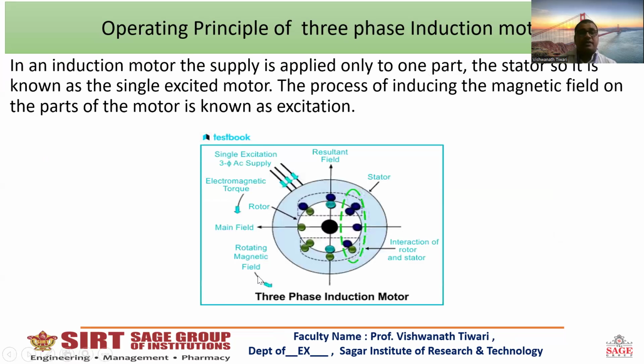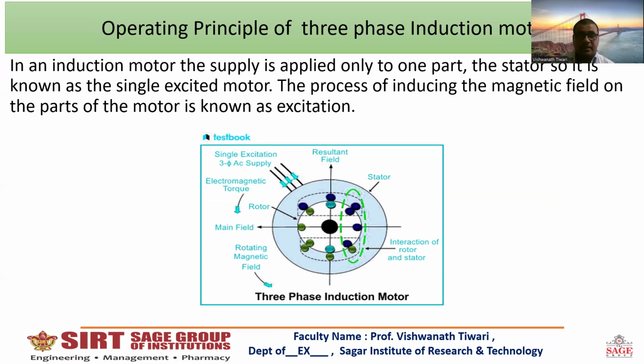In an induction motor, the supply is applied to only one part of the motor, the stator, so it is known as a singly excited motor. This process of inducing the magnetic field in the motor is known as excitation.